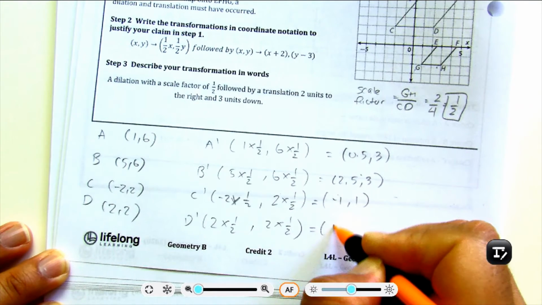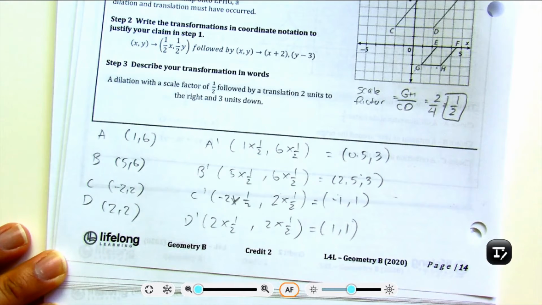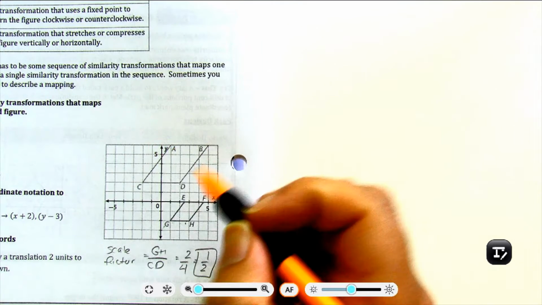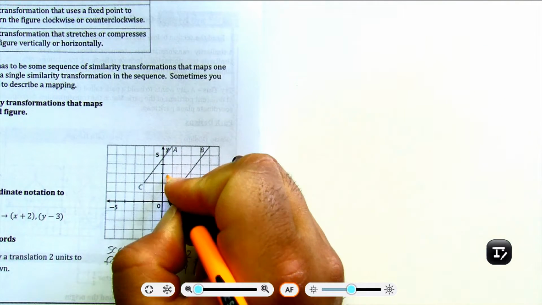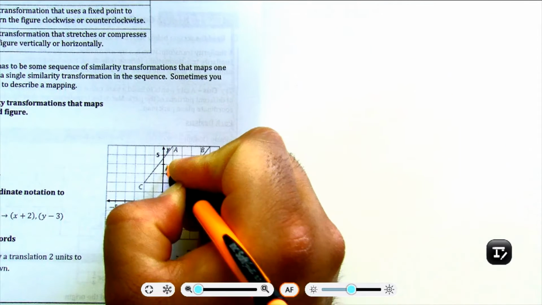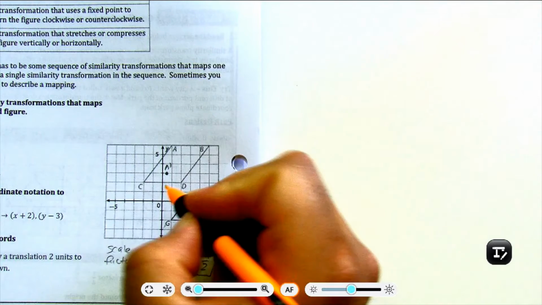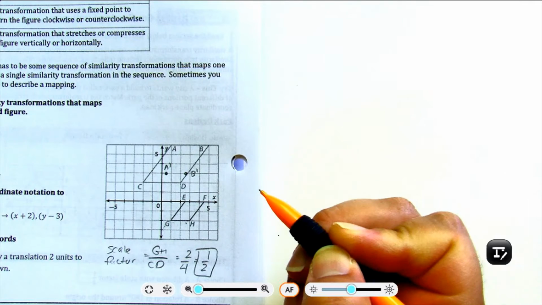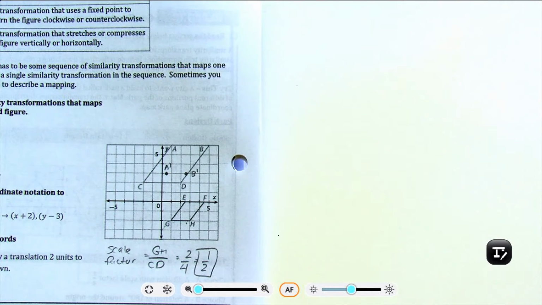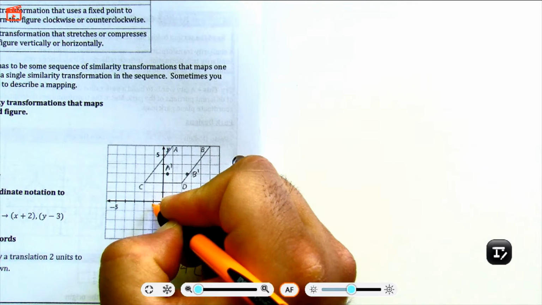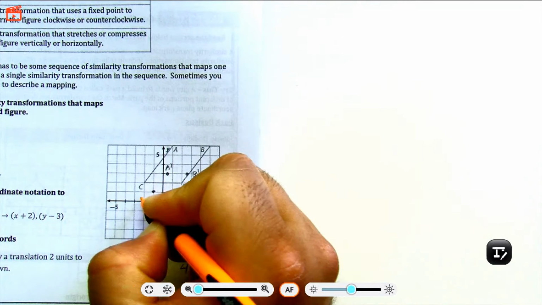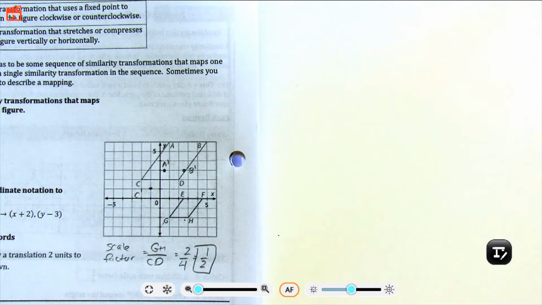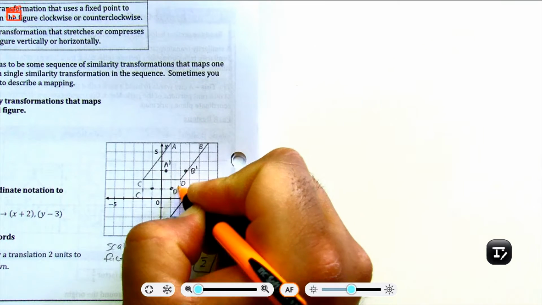And then let me plot those points on this graph. So 0.5, 3 is here. That's my A prime. 2.5, 3 is here. That's my B prime. -1, 1 is here. That's going to be my C prime. And then 1, 1 is here, and that's my D prime. So you see that we shrank this image by 1/2.